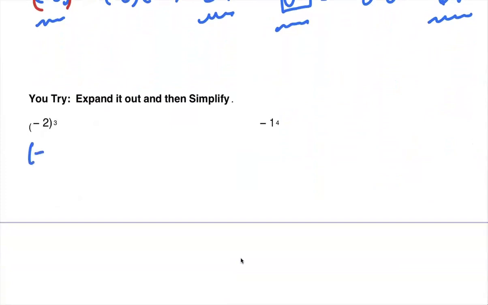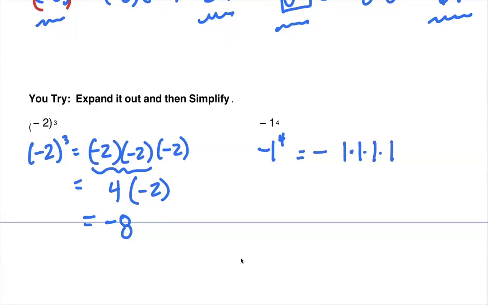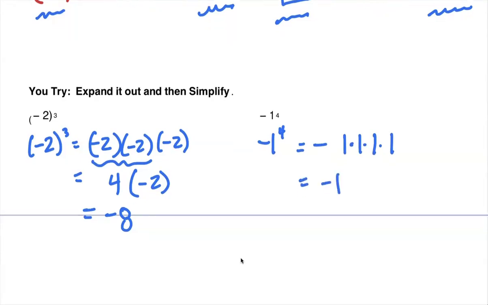Okay, the next one, negative 2 cubed. What does that mean if we write it out? Negative 2 times negative 2 times negative 2. And you can take 2 of those at a time. So that's positive 4 times a negative 2, so negative 8. The next one, negative 1 to the 4th. Notice there's no parentheses, so that first negative just hangs out in front, and it's just the one that has the exponent with it. So it's 1 times 1 times 1 times 1 with a negative out in front, and that simplifies to negative 1.